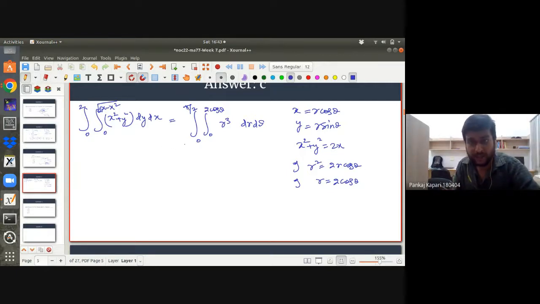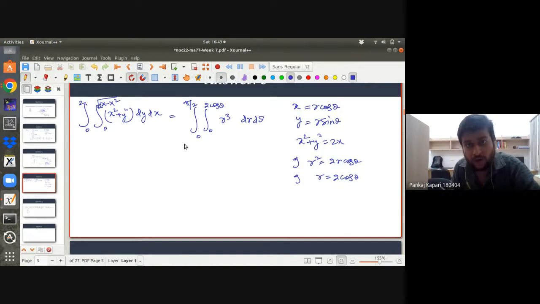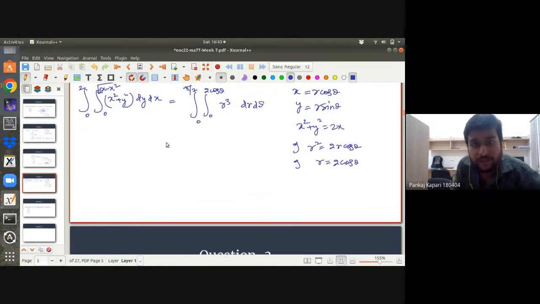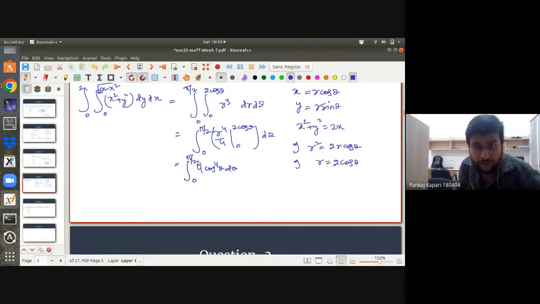Okay, so let's first integrate r cube, because here we cannot write it as a product of two integrals because the limits also depend on the variable theta. So the first integral is r to the power 4 by 4, and we put limits from 0 to 2 cos theta, and we integrate whatever comes out from 0 to pi by 2 with respect to theta. So 2 to the power 4, which is 16 by 4, that means 4 cos to the power 4 theta d theta from 0 to pi by 2.